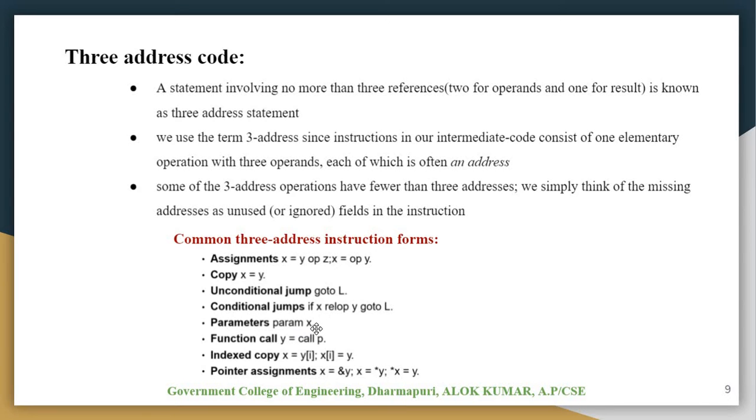Parameters, we will write param x. Function call, we will write y equals call p. If we are calling p, the value we will keep in y. Index copy, x equals y[i], or x[i] equals y. Pointer assignment we will write in this manner: x equals &y, the address of y we will keep in x, or x equals *y, or *x equals y.